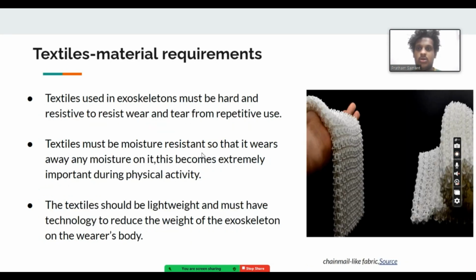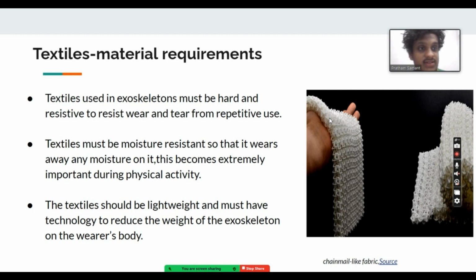Moving on, what are the material requirements for textiles? Coming to material requirements, we notice that the textiles must be hard, resistive to the wear and tear that comes from repetitive use. It must be moisture resistant. This is very helpful during exercise, as sweat does not accumulate and flows away from the textile. The textile should be lightweight and it also must have technology to reduce the weight of the exoskeleton on the wearer's body.